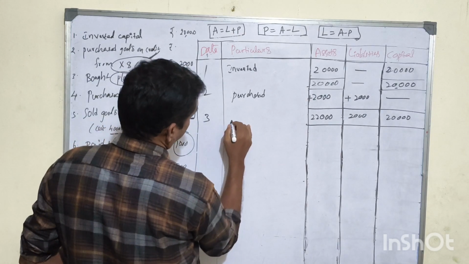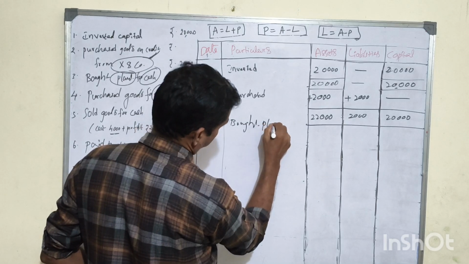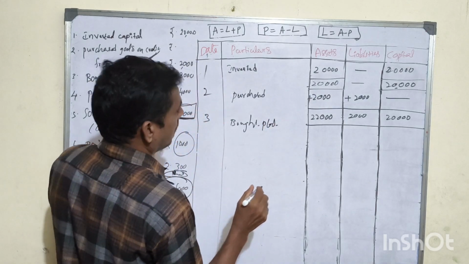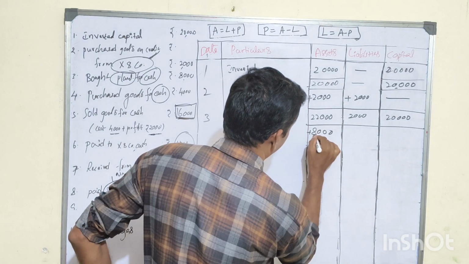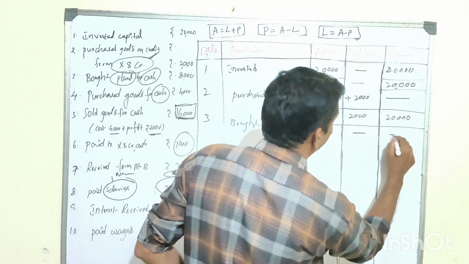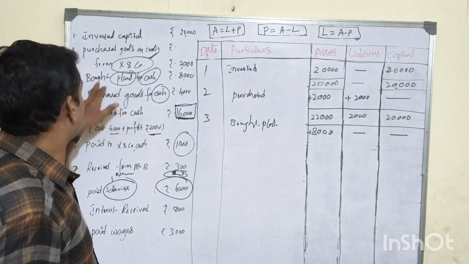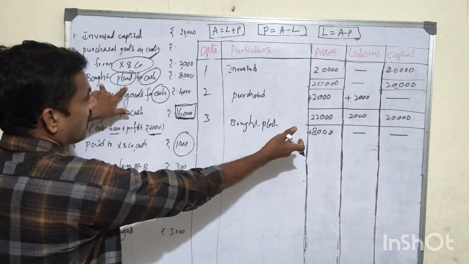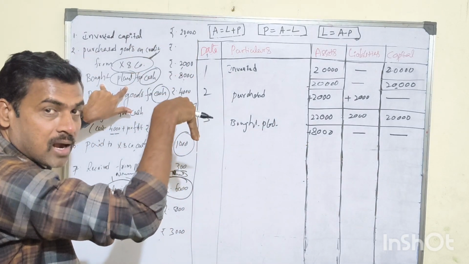Third one. Bought plant of rupees 8,000. Plus symbol, because it is increasing. There is no liability involved. There is no capital involved. But what is the other aspect involved in this particular transaction? Plant we have recorded because it is coming to the business as per the real account rule. Debit what comes in, right?